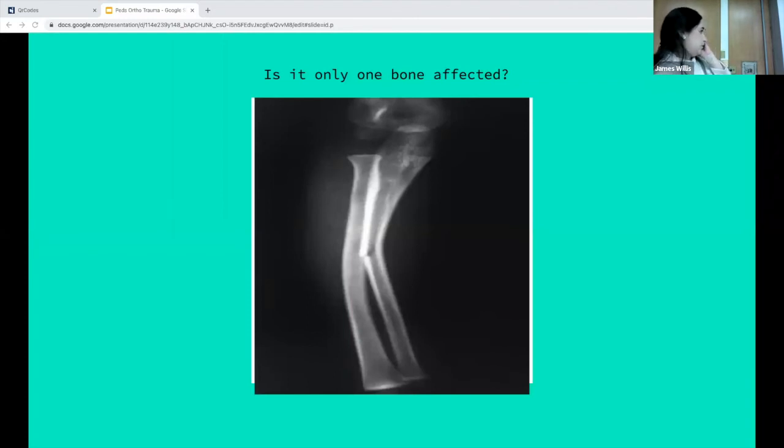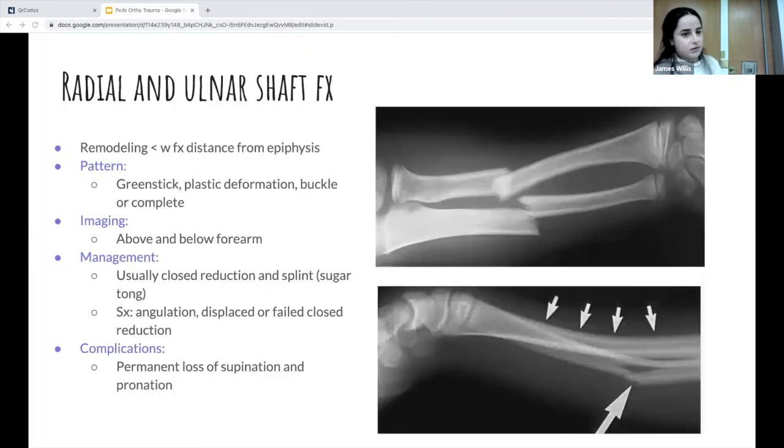Is it only one bone affected or do you have 2 bones affected? You have two bones affected, right? Because you have one ring stick fracture and then the plastic deformation of the other bone. So in radial and ulnar shaft fractures, the remodeling is going to decrease depending on the fracture distance from the epiphysis. It can be ring stick, plastic deformation, it can be buckle or complete fracture.